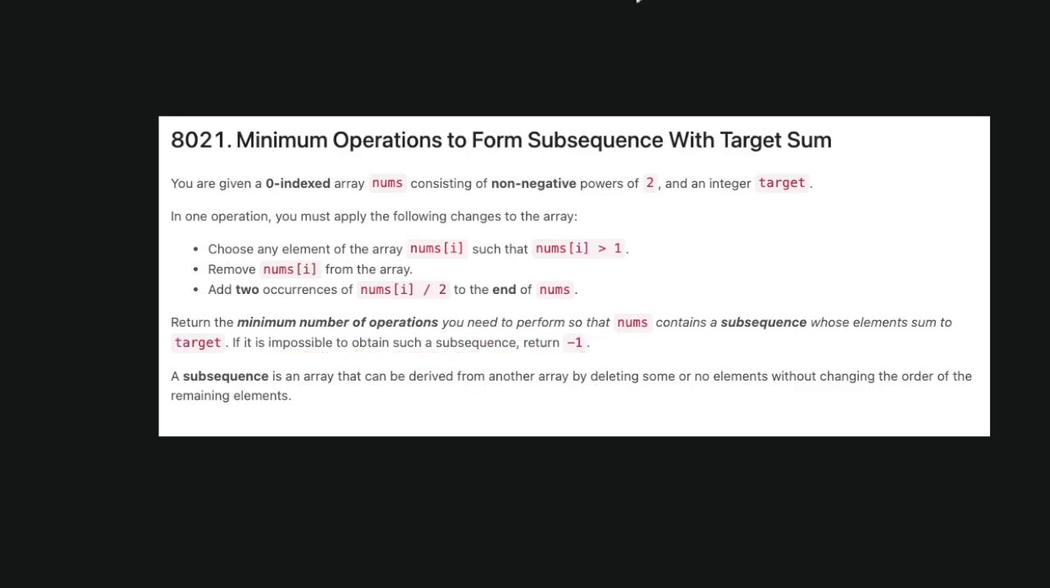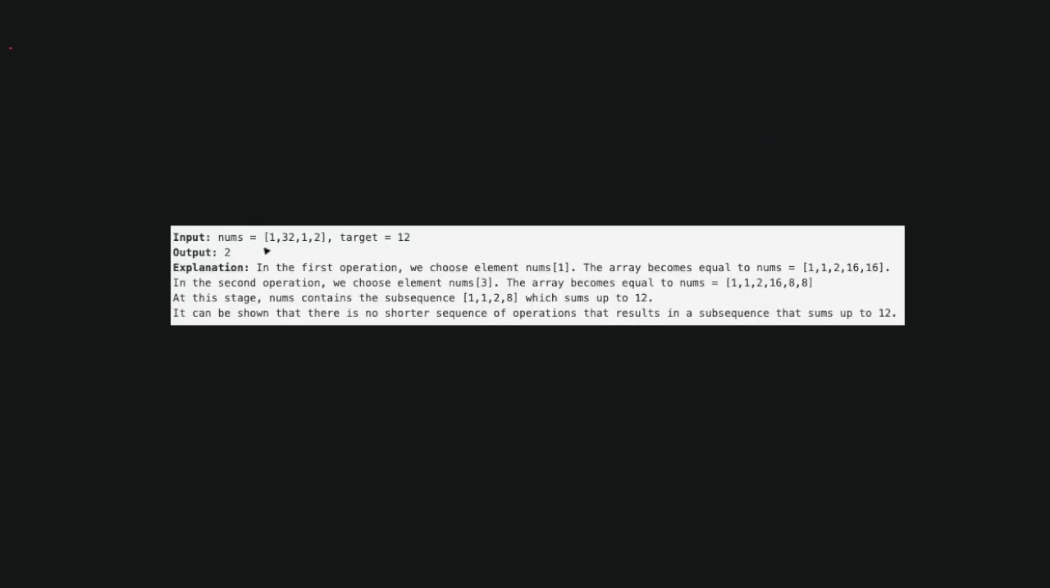So let's take a look at an example to illustrate the idea. In this example, you are given nums 1, 32, 1, and 2, and the target is 12. In the first operation, we can choose nums[1], which is 32, and then we remove 32 and add two 16s at the end of the array.